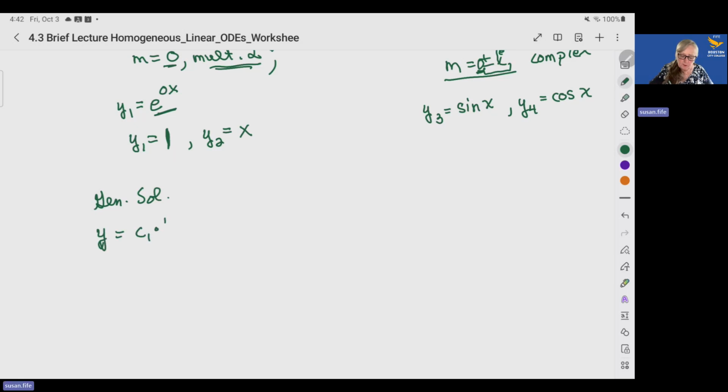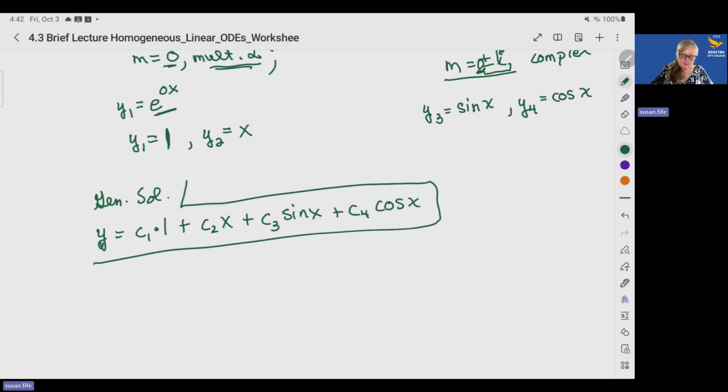C1 times y1 plus C2 times y2 plus C3 times y3 plus C4 times y4. Now, first term, you could just put C1. So there's our answer.